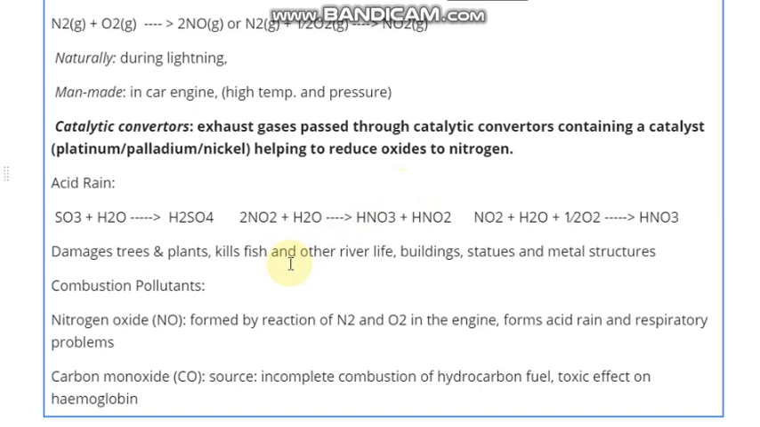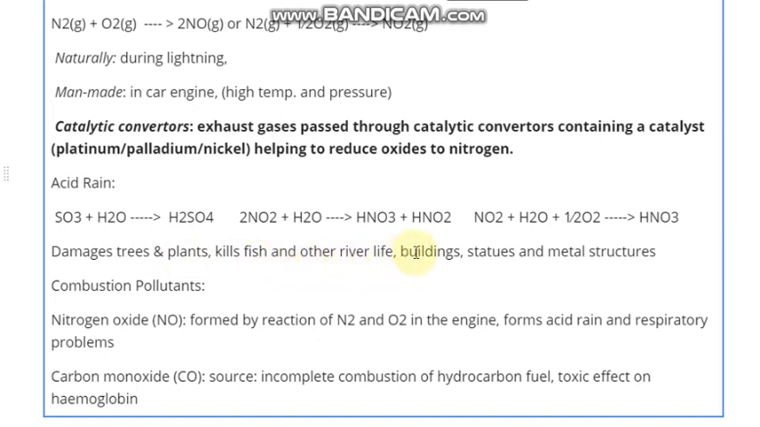Oxides of sulfur are yet another main pollutant gas. For example, sulfur trioxide causes acid rain. Nitrogen dioxide also causes acid rain, as nitric acid. So these two main pollutant gases cause acid rain, which at the end damages the trees and the plants, and kills the fish, the marine life, and other river life.